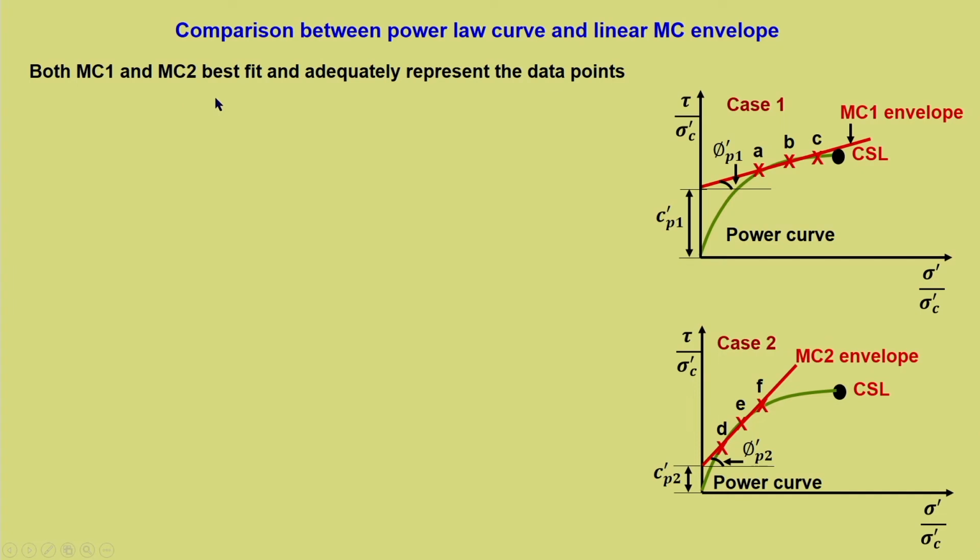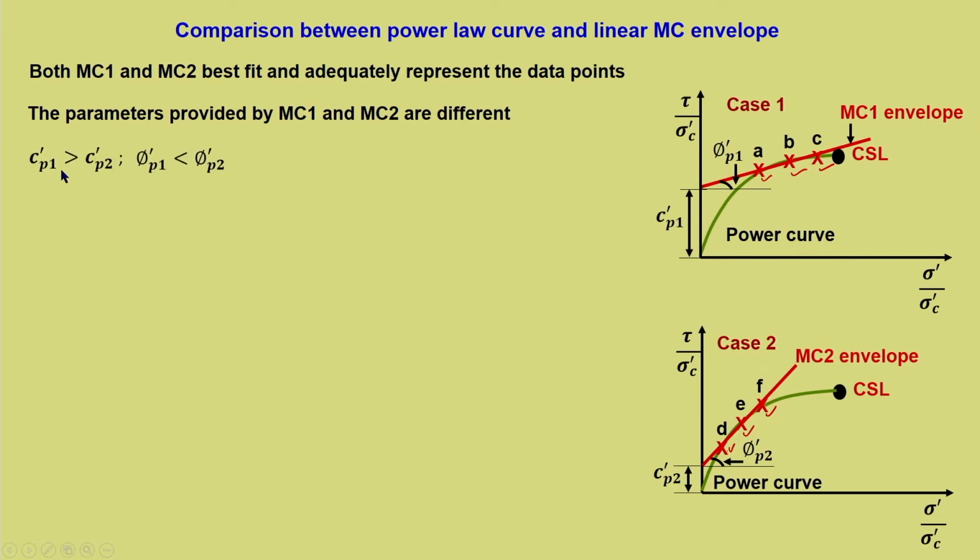Both MC1 and MC2 are best fits and adequately represent the data points. There is nothing wrong in representing this particular line because it adequately represents this particular range of data. It also represents this other range of data, but what matters is the range of sigma dash considered. That is why MC1 is practically different from MC2. The parameters provided by MC1 and MC2 are different: C dash P1 is greater than C dash P2 and phi dash P1 is less than phi dash P2.